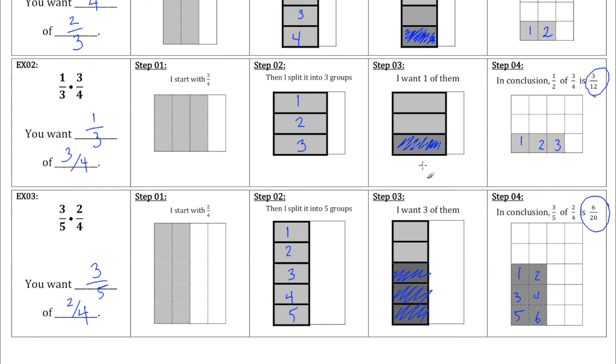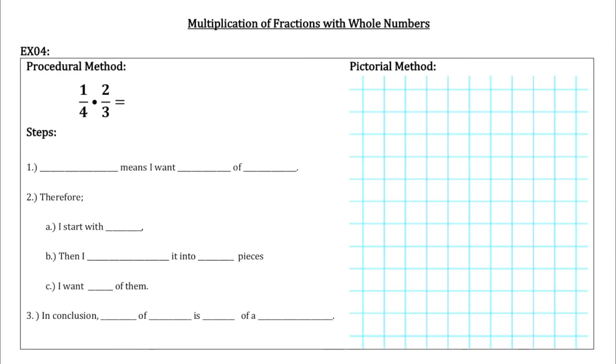Let's go ahead and try to do this. So example number 4, 1/4 times 2/3. 1/4 times 2/3 means that I want 1/4 of 2/3. So I want part of 2/3. So I need to draw 2/3.